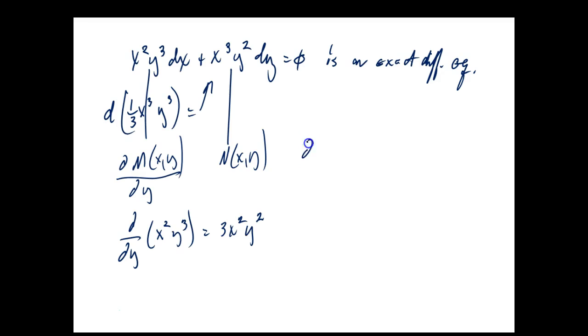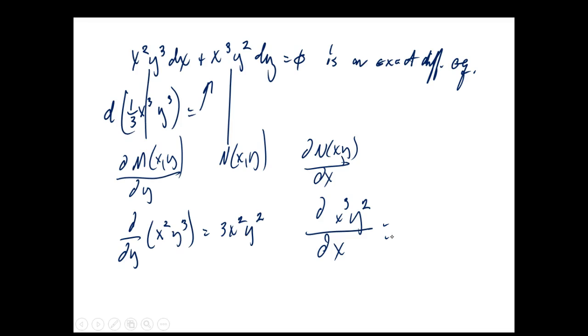And then you take the partial of N of xy with respect to x, okay? If you do that, this will be the partial of x cubed y squared with respect to x. What would that be? 3x squared y squared. You take the other as a constant and put them together. Exactly. Those are exactly the same.